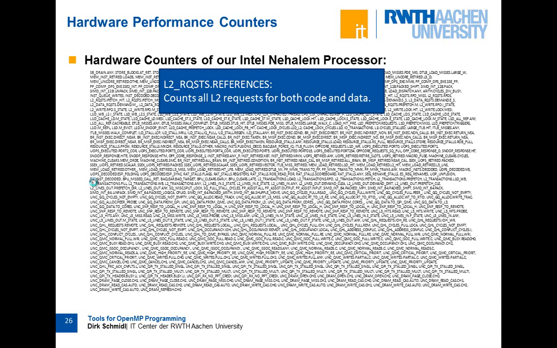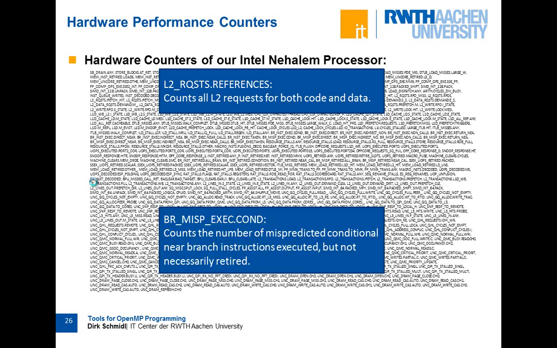Sometimes there are hardware counters which you might understand, like this one. If you have level 2 requests, this basically means all the requests you have for code and data in the level 2 cache. But there are also hardware counters like this one, where you can read the name and, if you are an expert, might have a guess what it means. If you read the explanation the tools or the documentation give you, for some people it might be clear what it does, but there are a lot of hardware counters which real users don't understand and don't need.